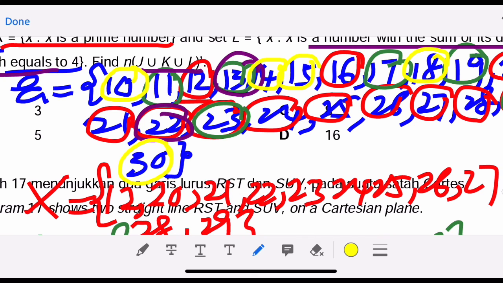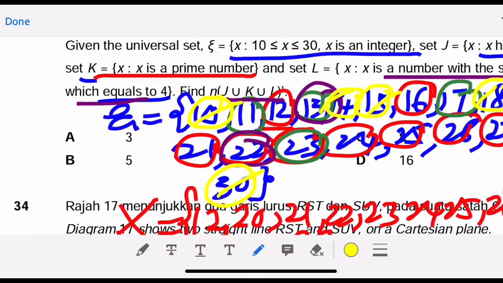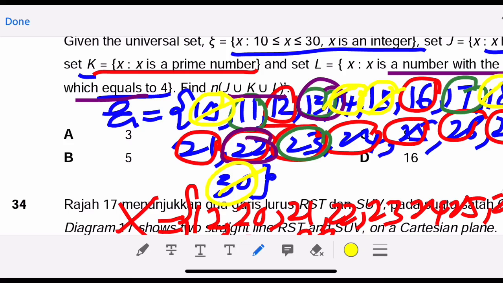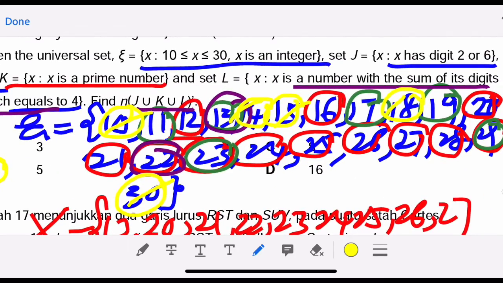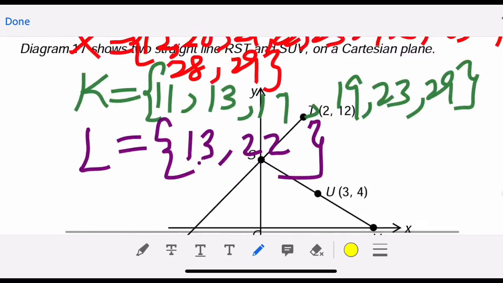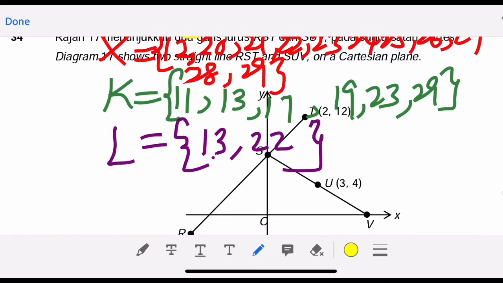So we have 1, 2, 3, 4, 5. We have 5, right? So the answer for 33 is 5 elements. You use a color, isn't it? Very easy for you. You don't have to draw the circle to show the union. It's wasting your time. Okay, so let's proceed to question 34.